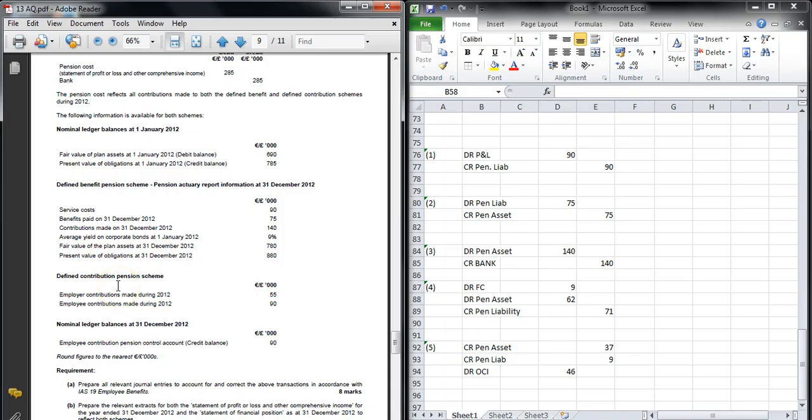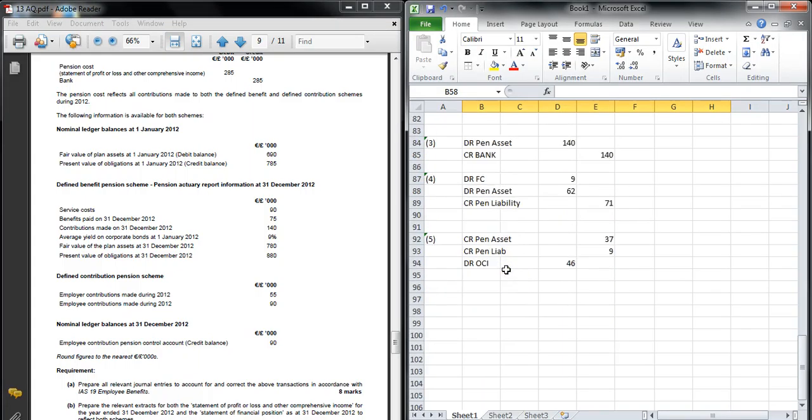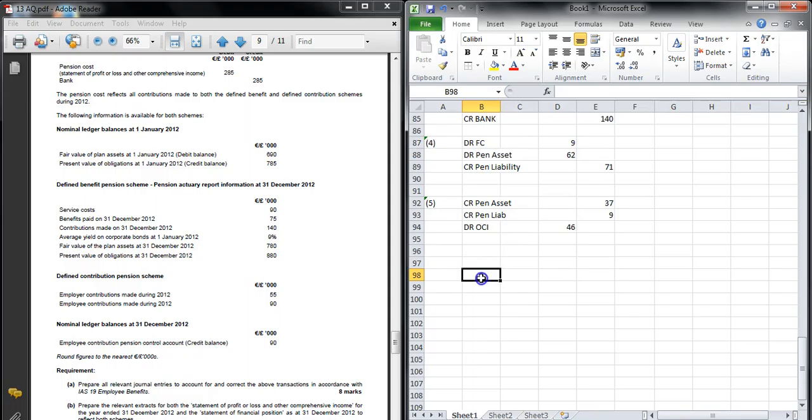So this is where the employer does not promise a secure benefit at the end of the retirement or at the end of your employment when you retire. They only give you a defined contribution, and after that the risk is on your pension yourself in terms of what growth it has and what return it earns. And a defined contribution is a lot more straightforward. The only journal entries you make are for your own employer contributions.